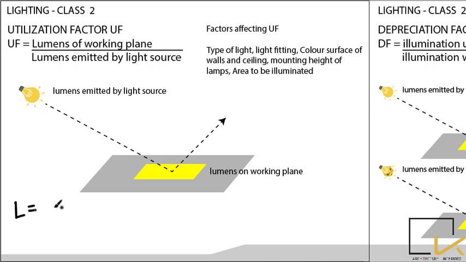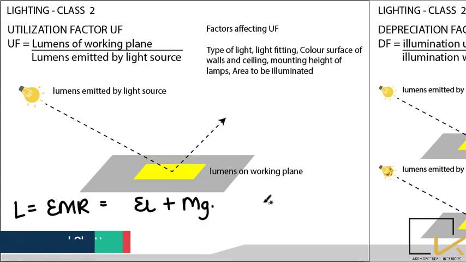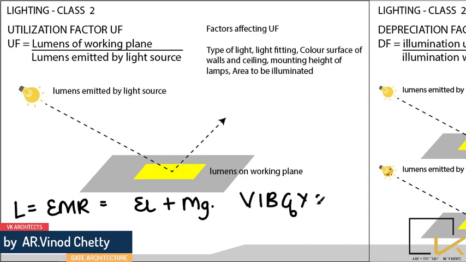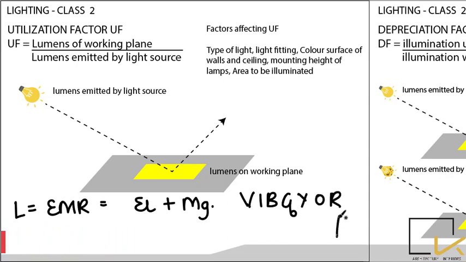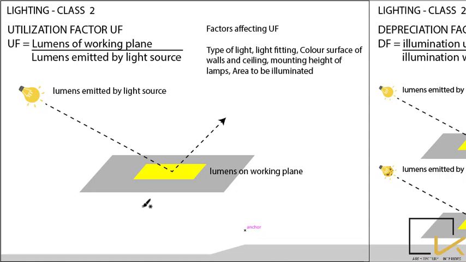Light is nothing but an electromagnetic radiation, which is a combination of electrical and magnetic field. Light has a visible spectrum. The visible spectrum has these 7 colors, with red having the highest wavelength and violet the lowest wavelength. The speed of light is 3 into 10 raised to 8 meter per second.